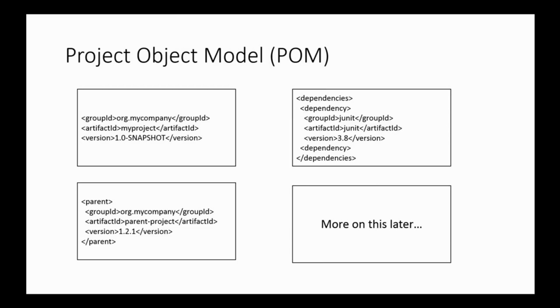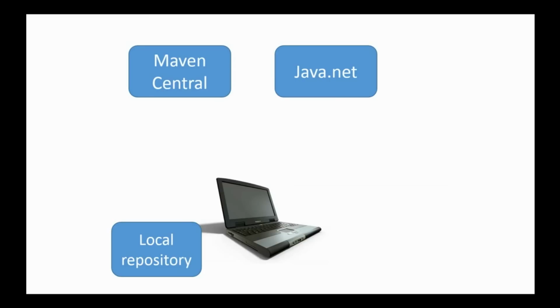So Maven works through repositories. There's a number of repositories on the internet, Maven Central being the main one. JavaNet also has one, and there are a number of others. And each developer has a local repository on their machine.